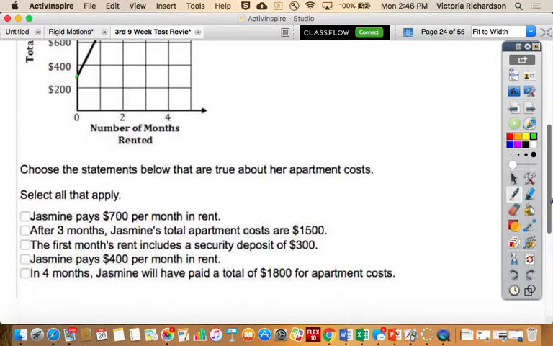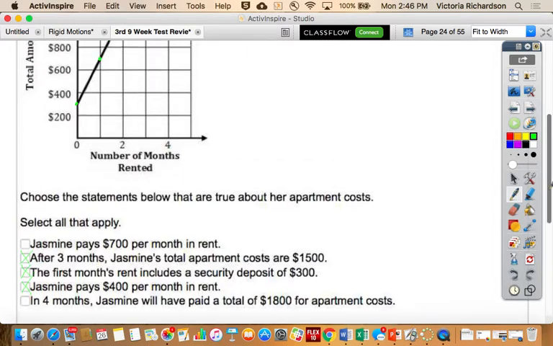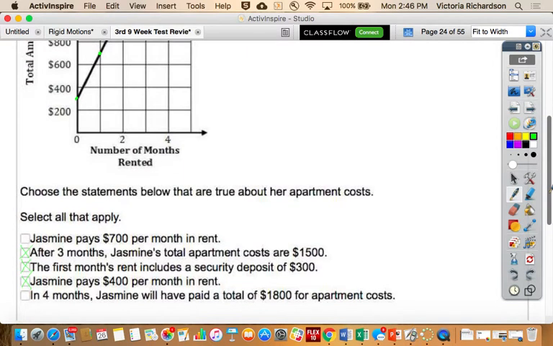After 3 months, Jasmine's total apartment costs are $1,500. That is true. C is also true, and D is true. So the first month's rent includes a security deposit of $300. Notice that the graph starts at $300. That represents the security deposit, and she pays $500 a month in rent, and we just figured that out.